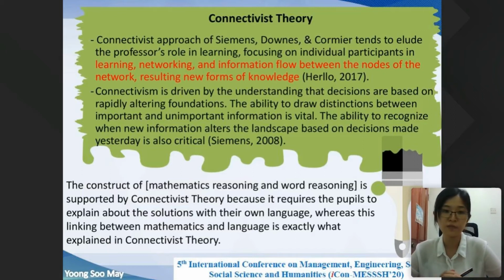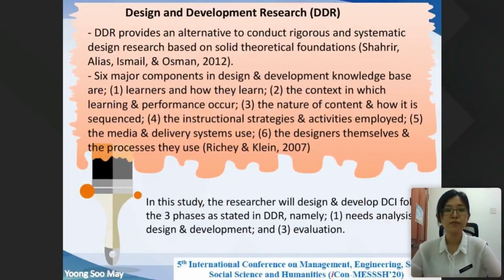So the construct of mathematics reasoning and word reasoning is supported by connectivist theory because it requires the pupil to explain the solution in their own language, whereas the linking between mathematics and language is exactly what is explained in connectivist theory. Number 5, Design and Development Research (DDR).